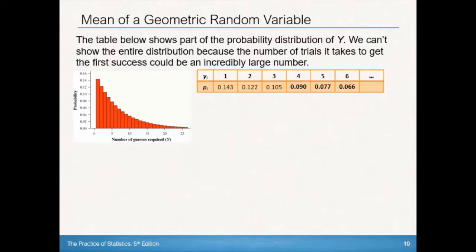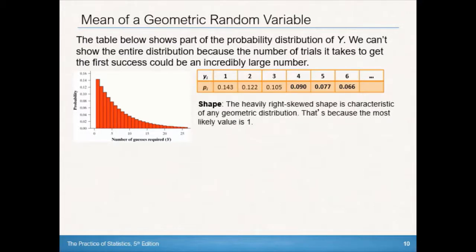The probability that it would take more than 25 guesses for our Lucky Day game is pretty low, but it's not zero. So we can't really just use our idea that these are discrete random variables and add them all up, because it goes on forever.